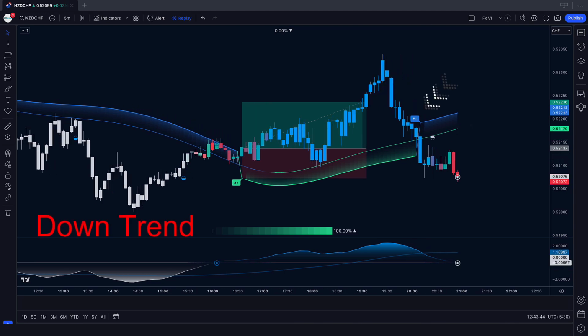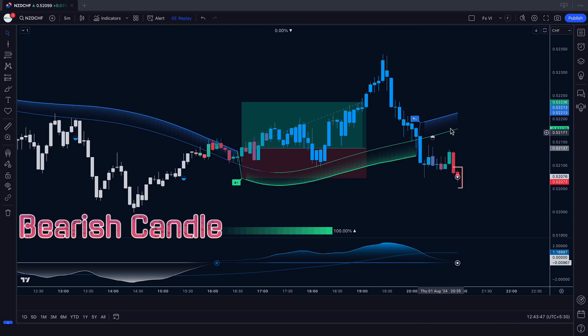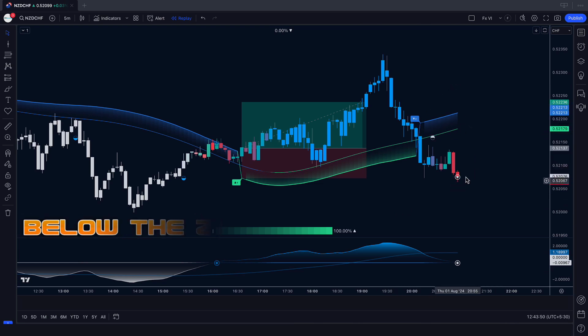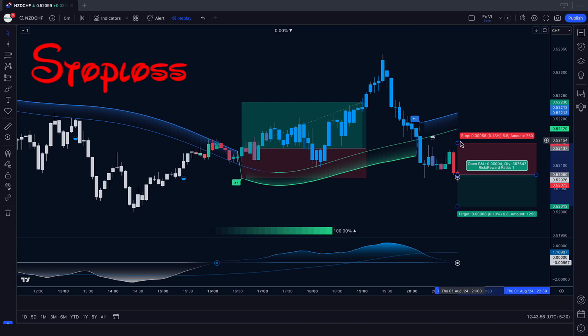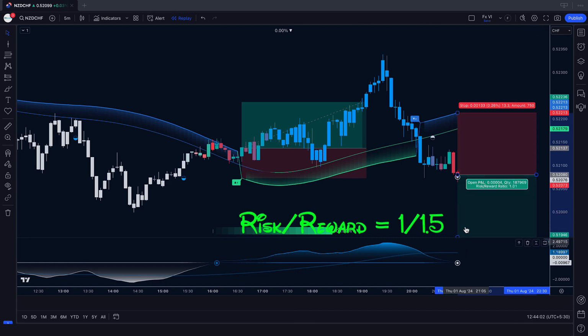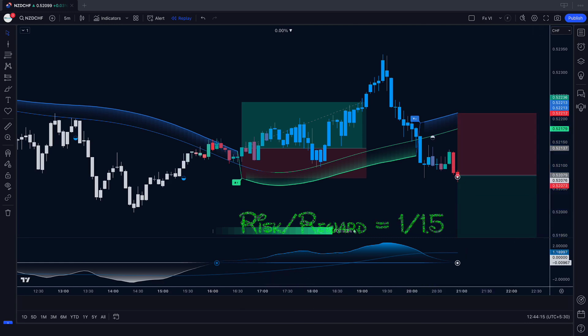When the volatility Gaussian bands indicator gives us downtrend signals, when the market forms a bearish candle, and the regression line of the regression indicator is below the zero line, if this condition is fulfilled, then we will place a sell order. Our stop loss will be placed at the higher level of the volatility Gaussian bands indicator, and the risk to reward ratio will be 1:1.5.